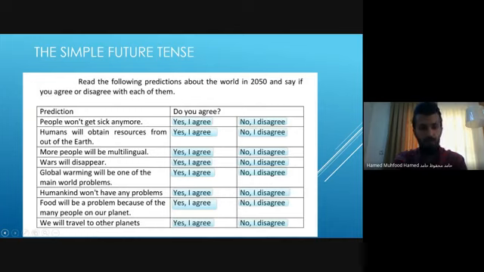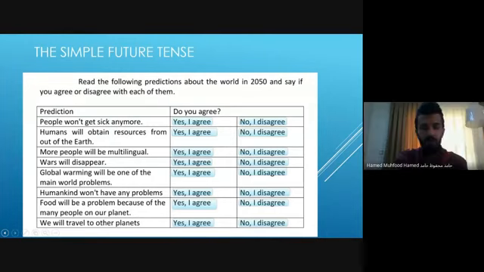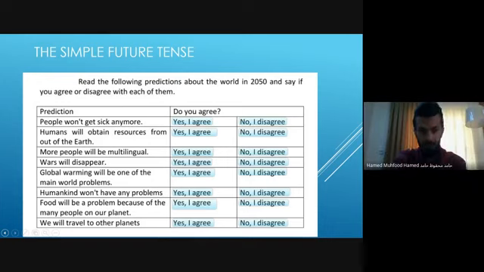People won't get sick anymore. Doctor, with my opinion or with the opinion of the story? According to your own opinion. Answer me with your own idea, according to your conviction. No, disagree. Okay, so Mustafa disagrees on this. What about others? I just want you to participate and speak your mind.